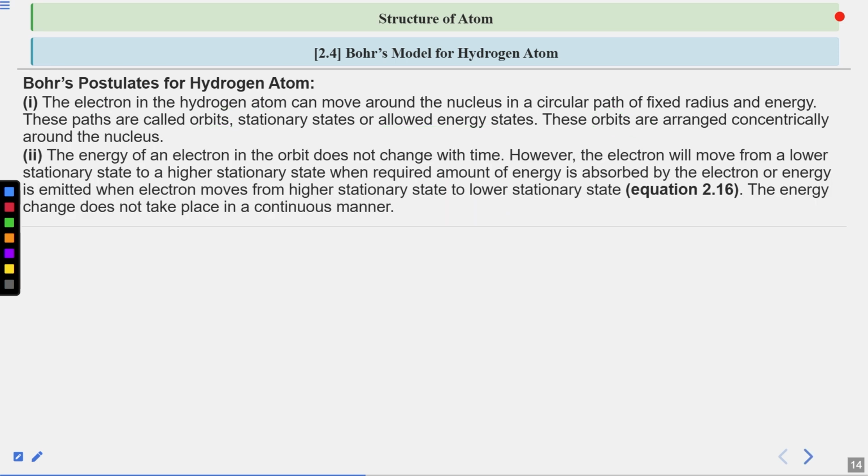Second thing is, whenever our electron is revolving around the orbit, it will not change its energy with time. So its energy will be fixed. It can only change its energy when it goes from a higher state to a lower state. So two things are there: that electrons can only revolve in a certain orbit, and second, it cannot change its energy with time. If it is changing, then it has to go from an initial state to a different state. So that is very true.